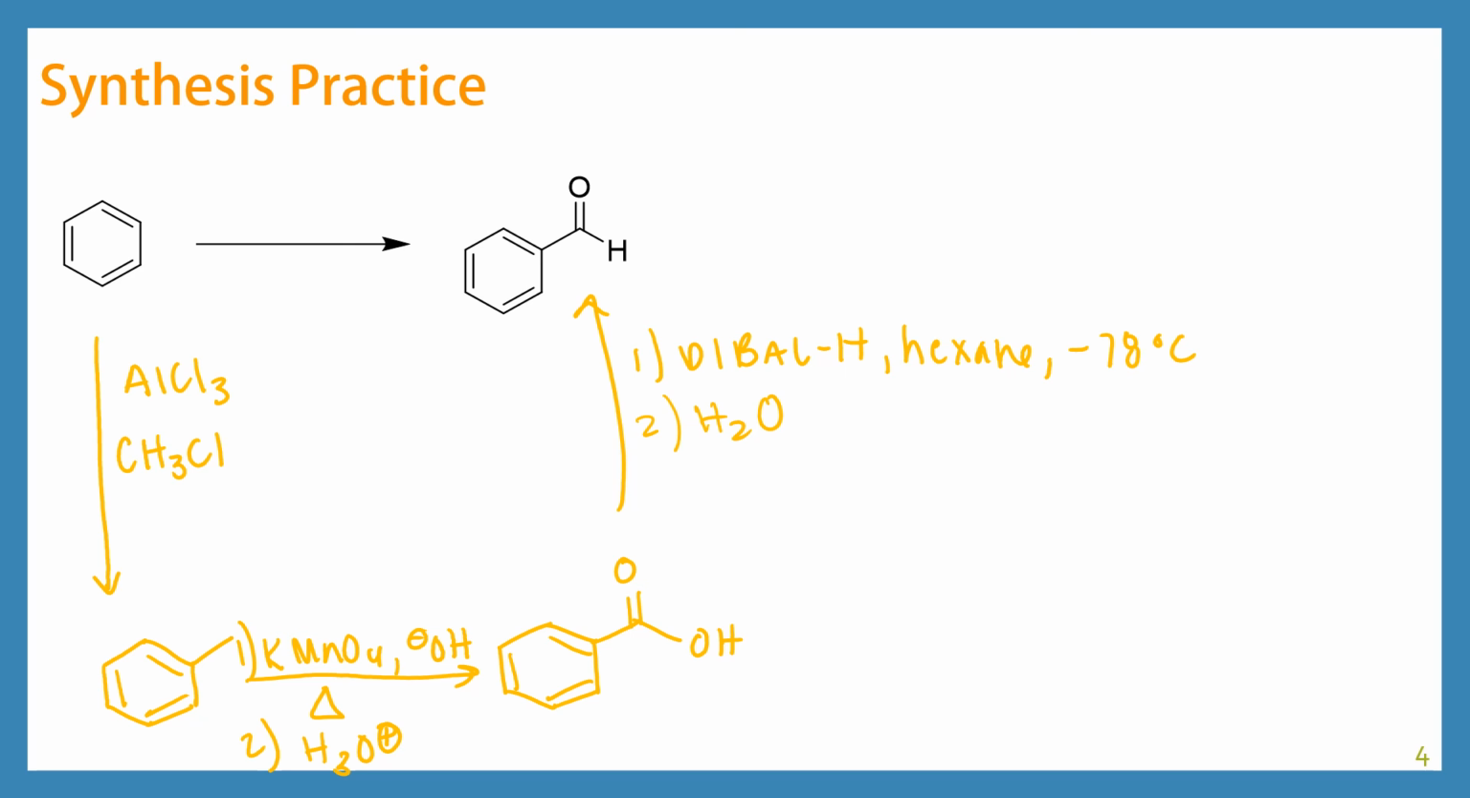Now, some of you might be wondering, could I have just done a Friedel-Crafts acylation using this compound? The answer is no. You cannot do that. It will not work. The hydrogen here is not going to be able to stabilize the resulting acylium ion that would form. So no, that is not an option.